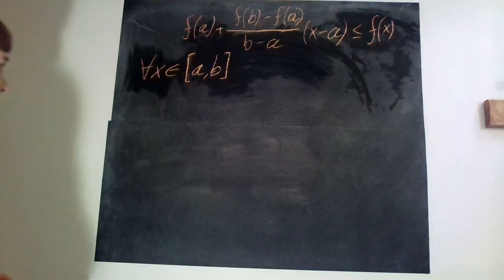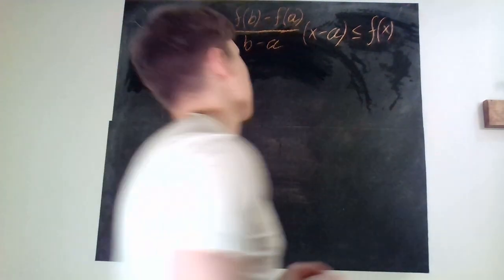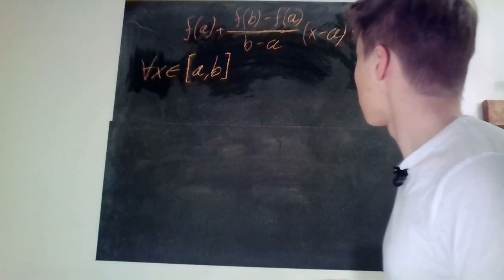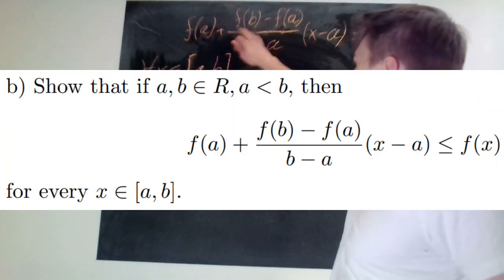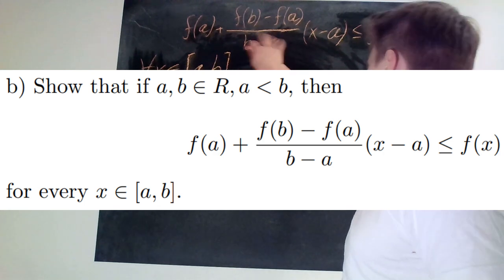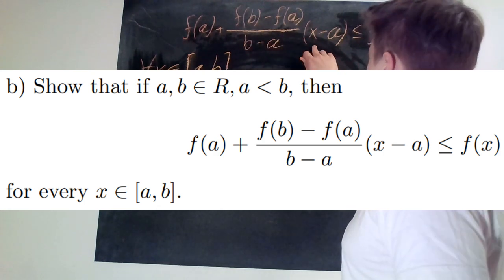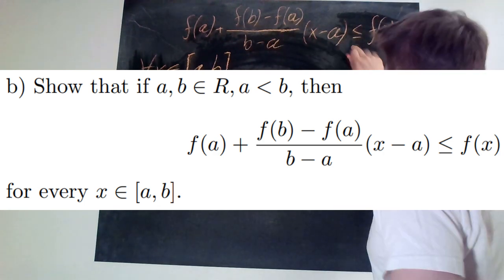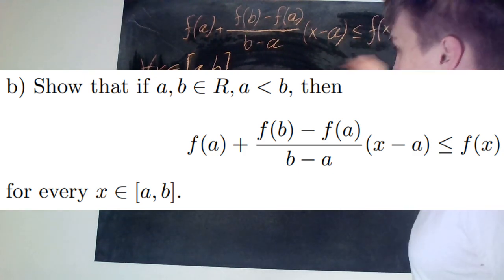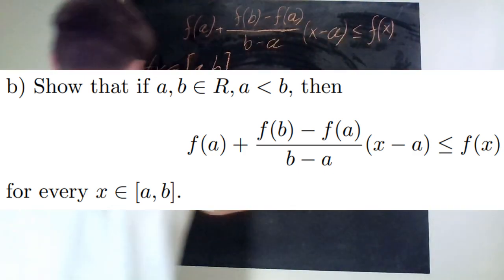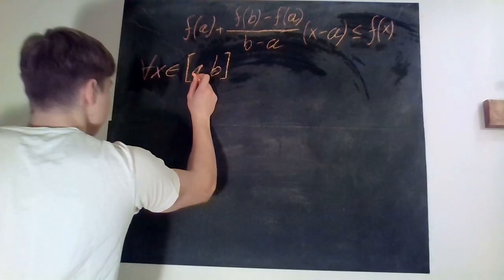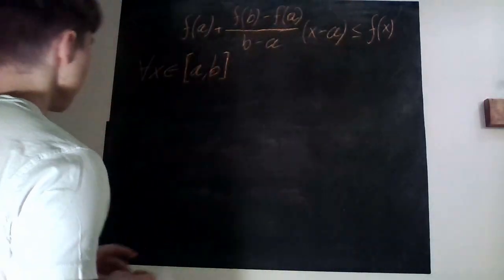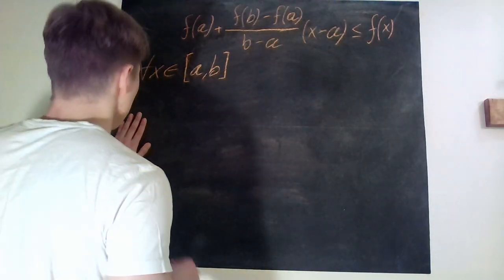So now, okay, this is our problem here, the second part. We're supposed to prove that f of a plus (f of b minus f of a) divided by (b minus a) times (x minus a) is less than f of x for all x in the interval a to b.